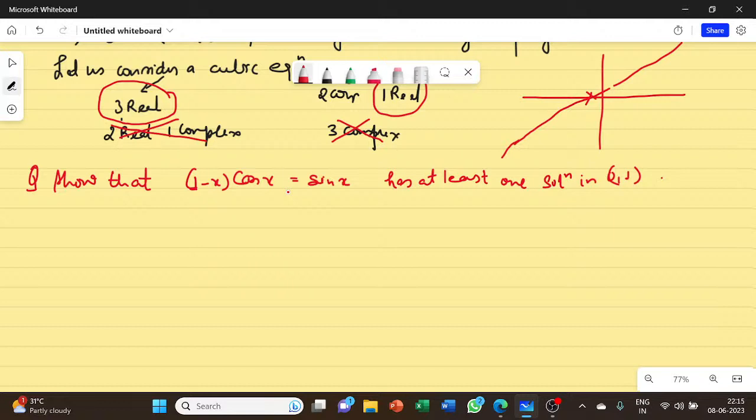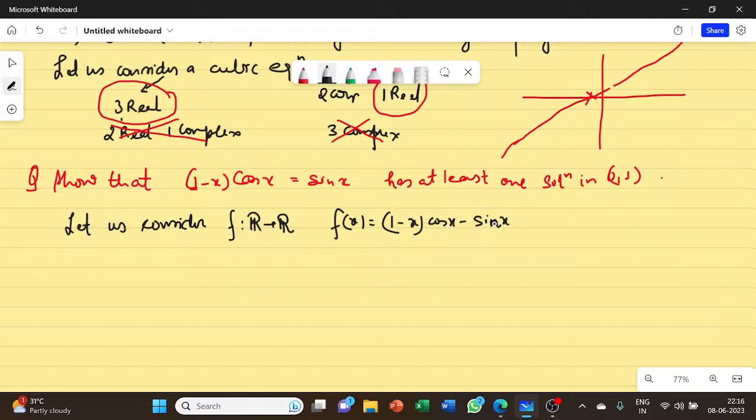Okay, so how to go about this particular problem? Whenever it comes to such questions, you will have to take some function. So let us consider a real valued function given by f(x) is equal to (1 minus x) cosine x minus sin x.